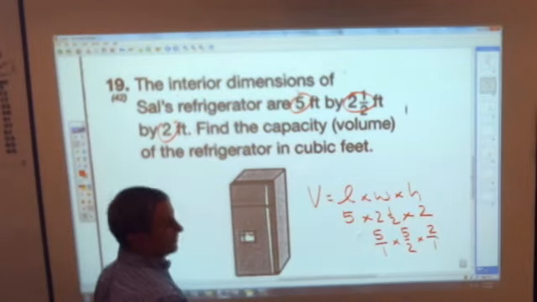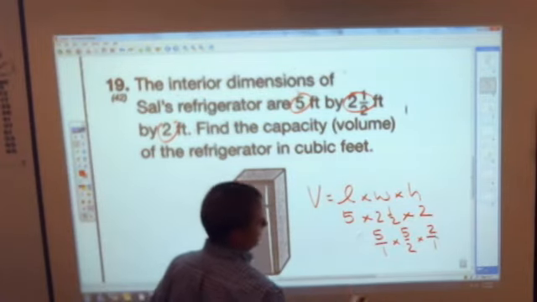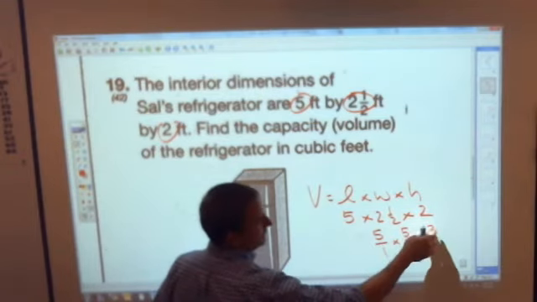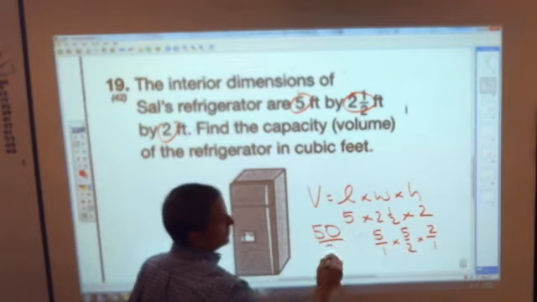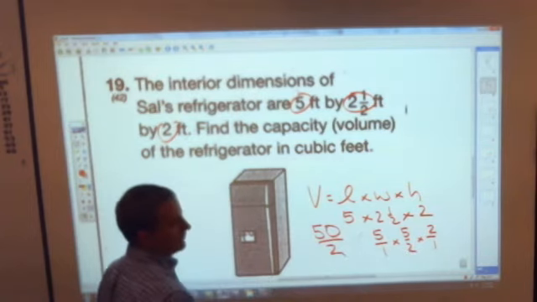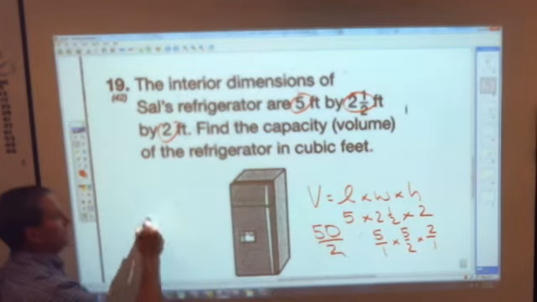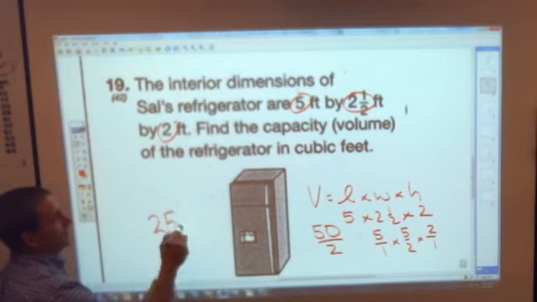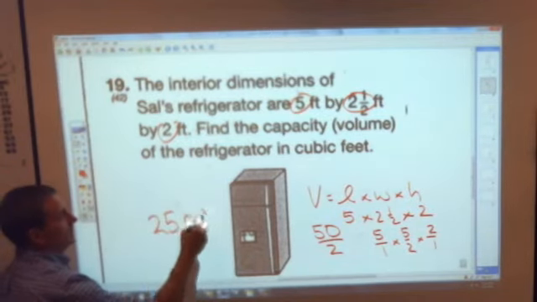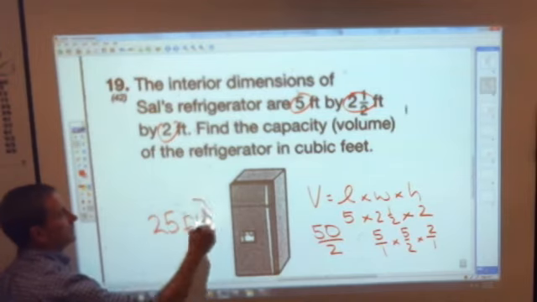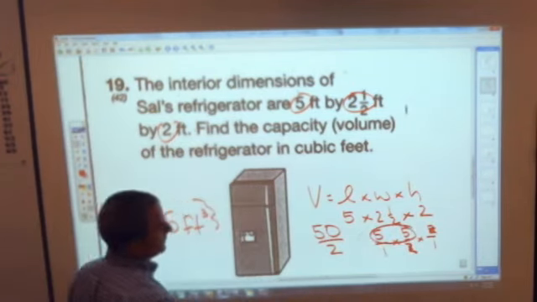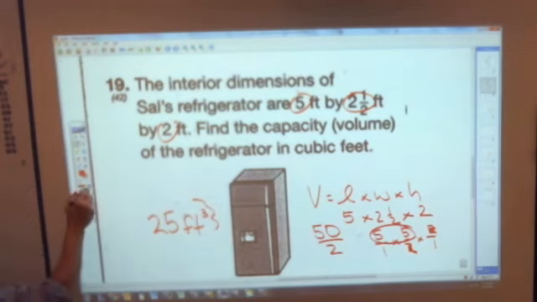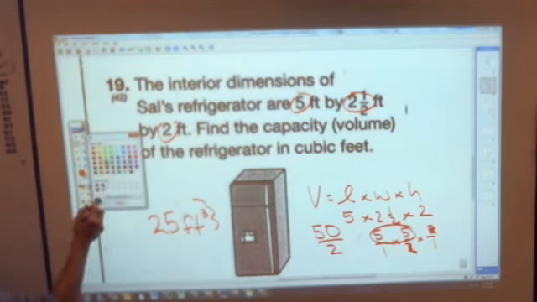A bunch of different ways you can do this. Let's just do it the hardest way, because it's 5 times 5 is 25 times 2 is 50 all over 2 times 1 times 1. And 50 divided in half is 25. You could have just cross-canceled these 2's. 5 times 5 is 25. But sometimes that confuses people, sometimes it doesn't.